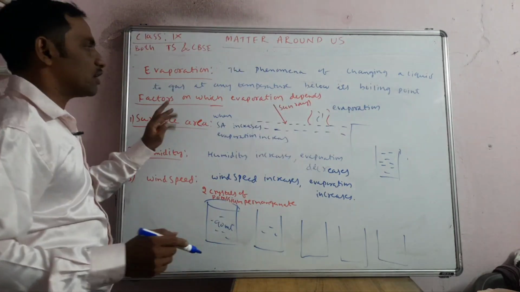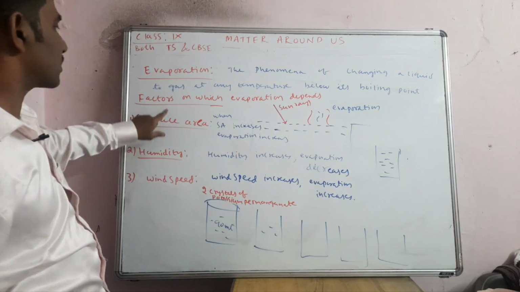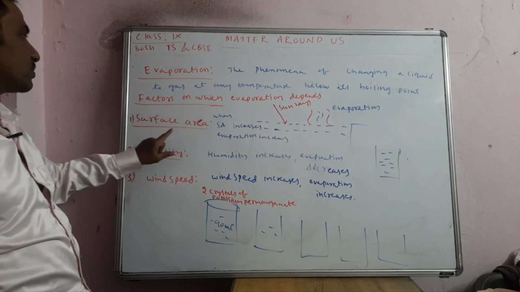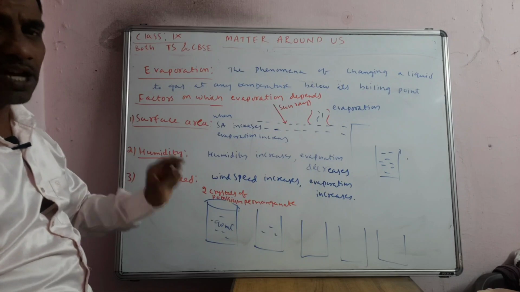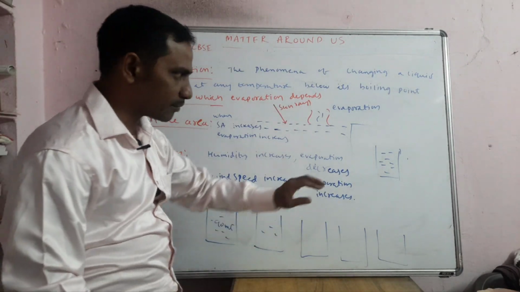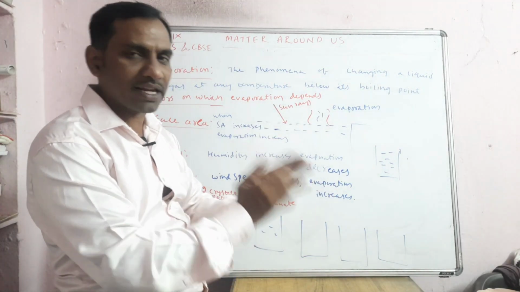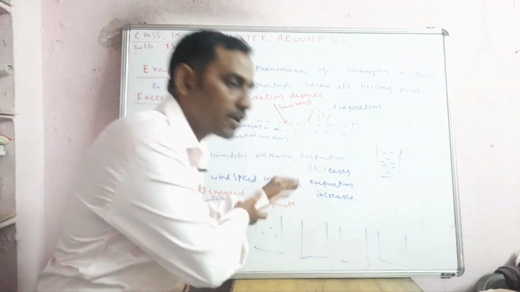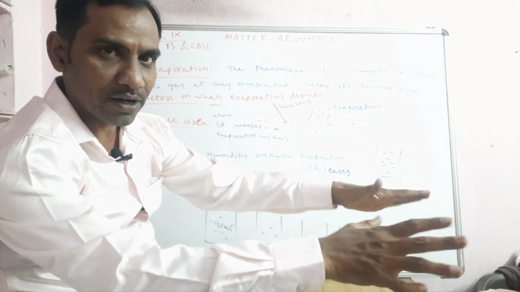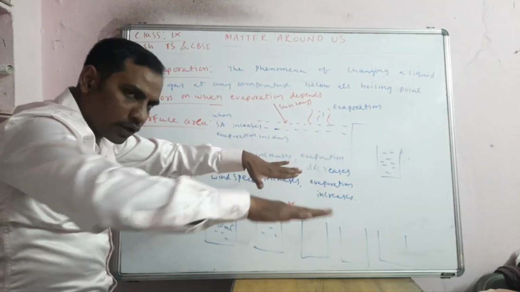See, on what factors evaporation depends, there are three factors. Okay, factors on which evaporation depends: surface area, humidity and wind speed. See here, for example I am taking some water in a glass container. If I keep the water in the glass only, it won't evaporate faster. But if I throw that water on the floor, easily it will evaporate. It means that if you are increasing area, evaporation increases.